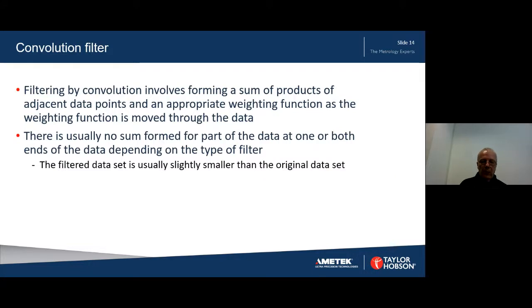In summary, filtering by convolution involves forming the sum of products of adjacent data points and an appropriate weighting function as the weighting function is moved through the data. The filtered data set is normally shorter than the original data set, as no sum is formed at one or both ends of the data set, as there are insufficient points to cover the weighting function.